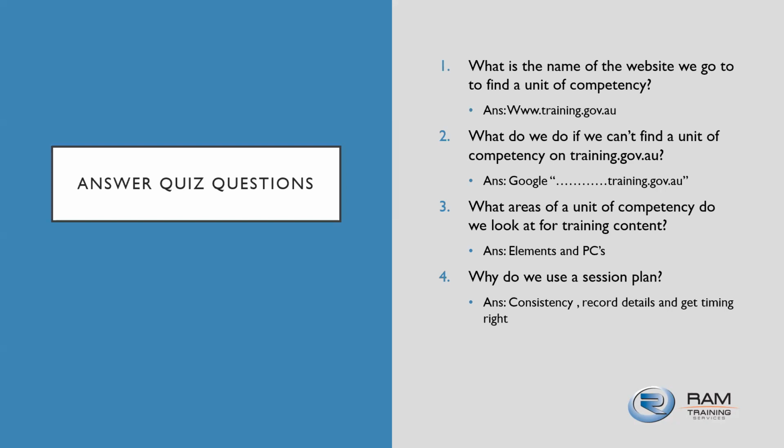Number four, why do we use a session plan? Absolutely for consistency, for recording details, and getting timing right. All right. And the more detailed the session plan, the higher the probability that everybody that uses the session plan will follow it and do it in the required way. Because at the end of the day, the session plan needs to align to the unit, and you need to be able to show to an auditor how you are covering every single one of the items from the unit. All right. So it's really, really, really important that you can document that and show that clearly.